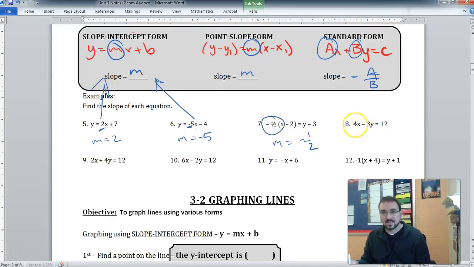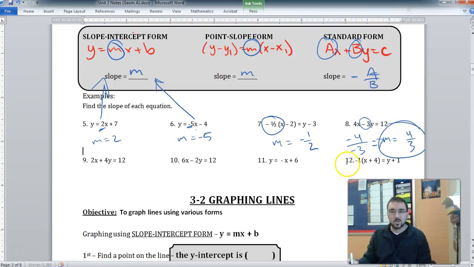And last but not least, we have standard form. The opposite of A would be negative 4. And B, don't forget the negative that's attached to it, would be negative 3. Reduce it, and we get m equals 4 over 3. Cool. Now I want you to do 9, 10, 11, 12 right now. Let's go ahead and take it away, Alex.